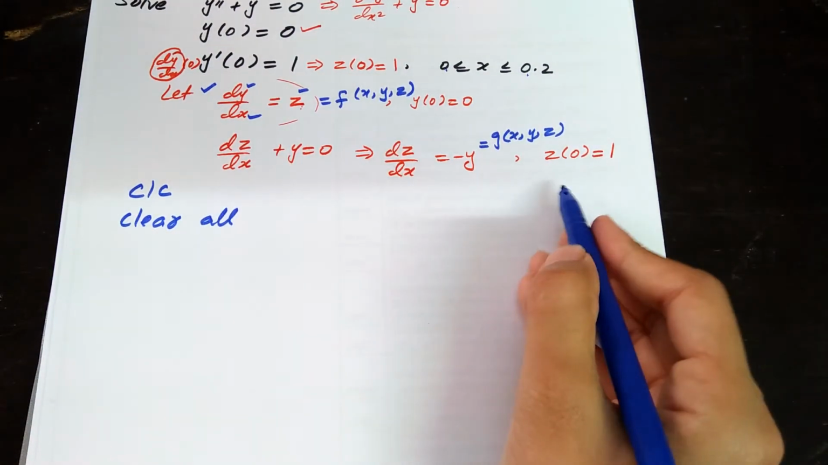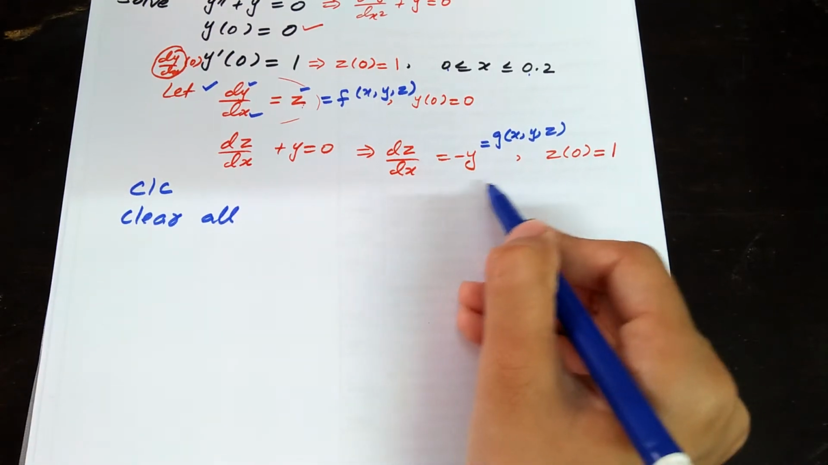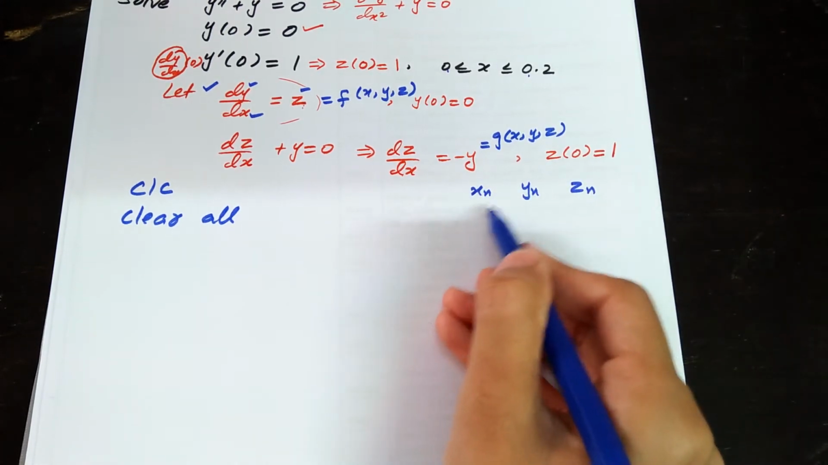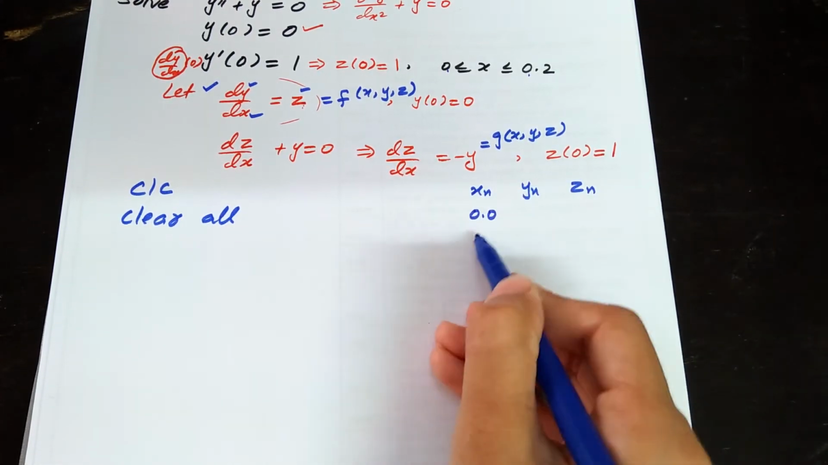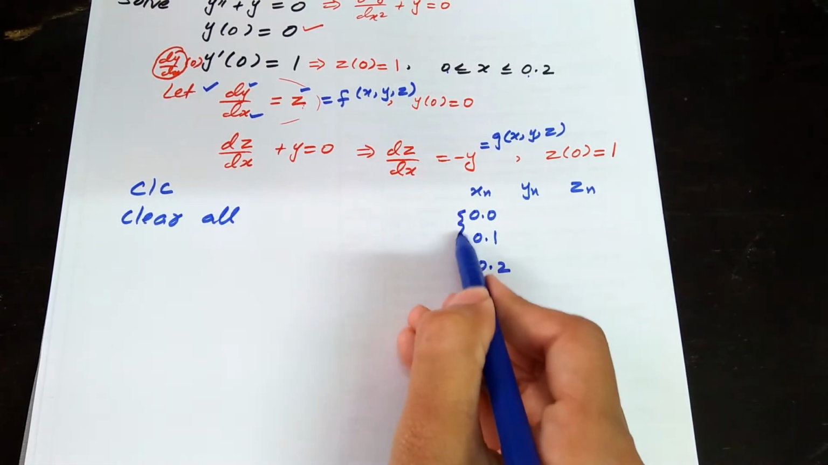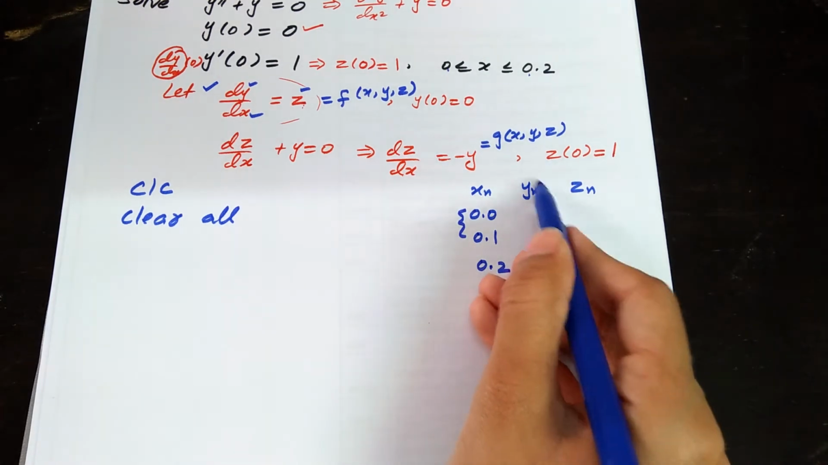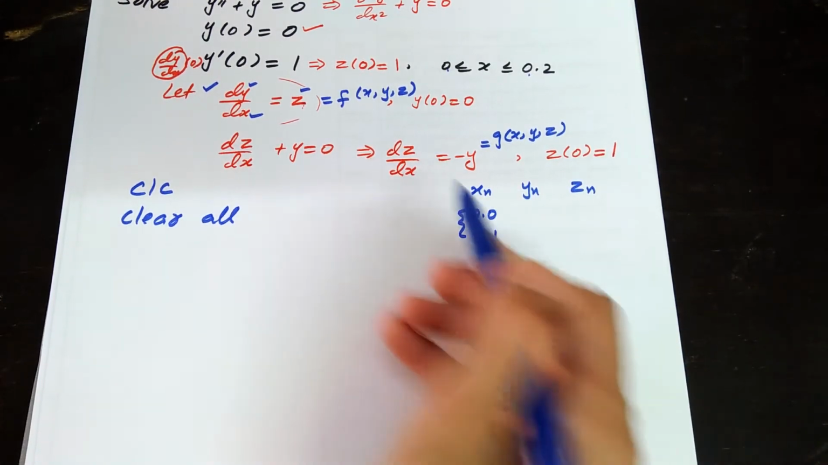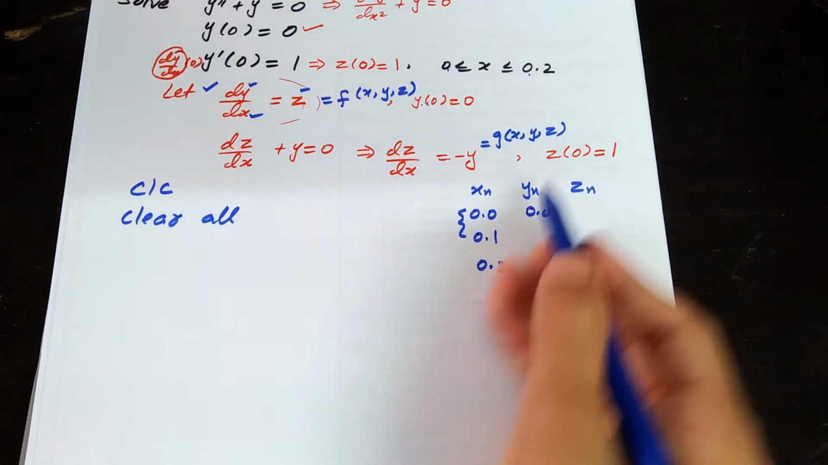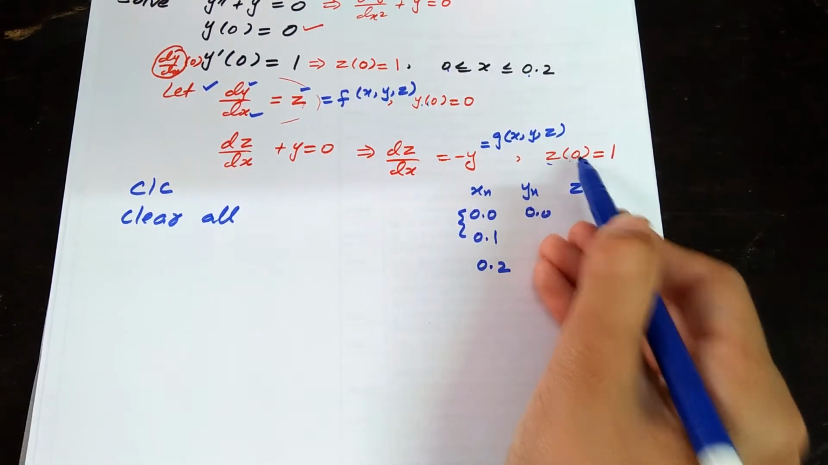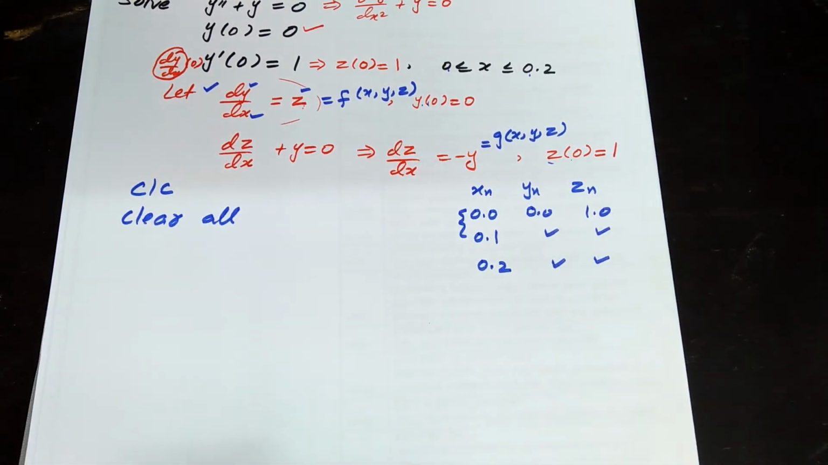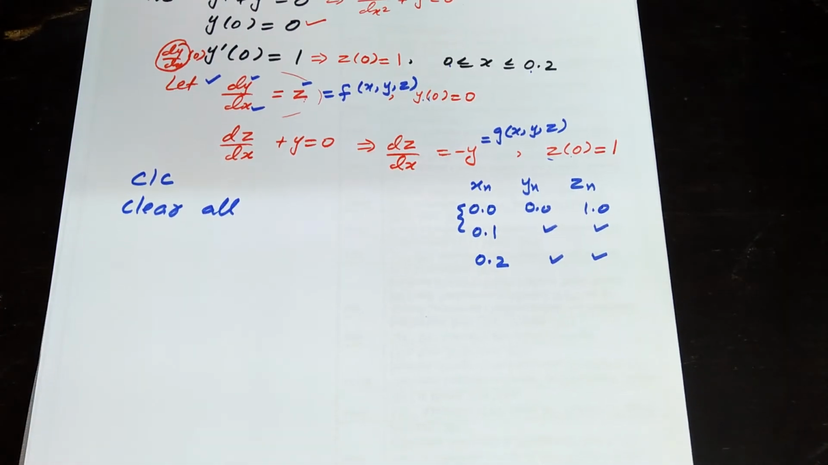It means I want this kind of table: Xn, Yn, Zn. Xn starting from 0.0, then 0.1 and then 0.2. My step size here is 0.1. Now what is my Yn at 0.0? My y at 0.0 is 0.0, already given. And my z at 0.0 is 1 here. I need these values. For that purpose, I will write this MATLAB code.